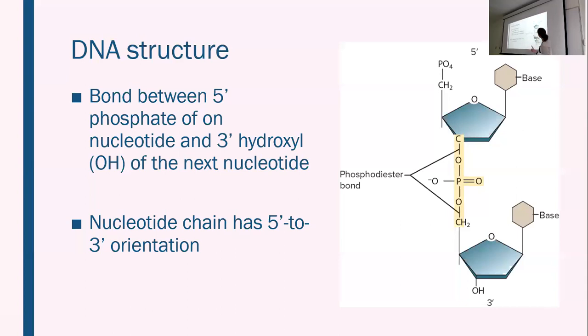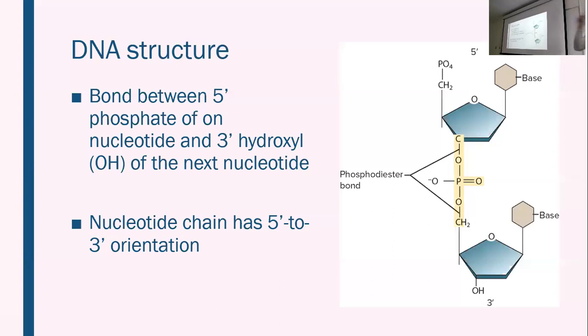So the phosphate is stuck to carbon number 5. Here's carbon number 5, here's its little phosphate group. This is carbon 3. It had a little hydroxyl group, and we're going to attach the phosphate. It's going to make a phosphodiester bond between carbon 5 of this guy and carbon 3 of that guy. So there is a bond between the 5' phosphate of a nucleotide and the 3' hydroxyl, the OH, of the next nucleotide.